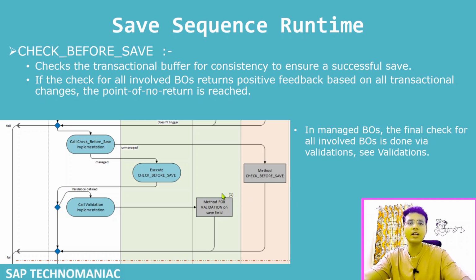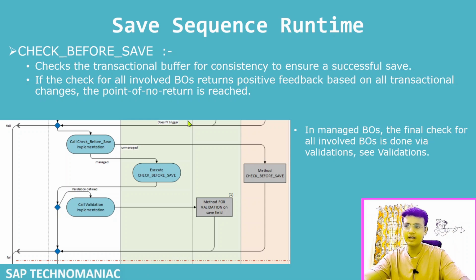In the managed scenario, those validations we will do in the validation. We define the validation in the behavior definition, and then write the code in the validation method, and the other validation is done by the managed framework. After this, the red line will come. After this point of the red line, you will not be able to return to the transactional phase. That is the very important thing.